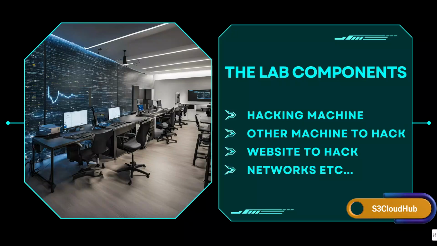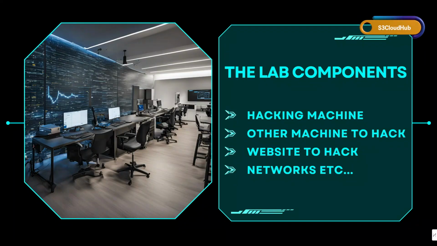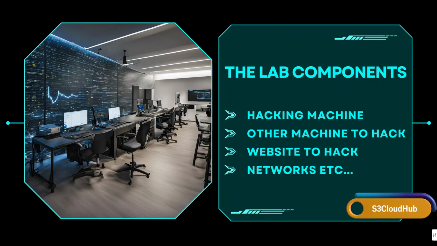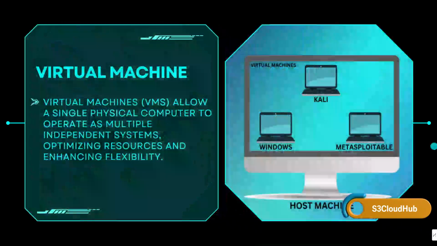The lab components. So, what do you need for your lab? Here is a quick overview of the main components. A hacking machine: this will be your primary tool for conducting pen tests. A target machine: this is the system you will practice hacking on. A website to hack: you can set up a vulnerable web application to test web-based attacks. Networks: you can simulate different network environments to practice network security attacks and defenses. Up next, we will explore how virtual machines play a key role in setting up a hacking lab.